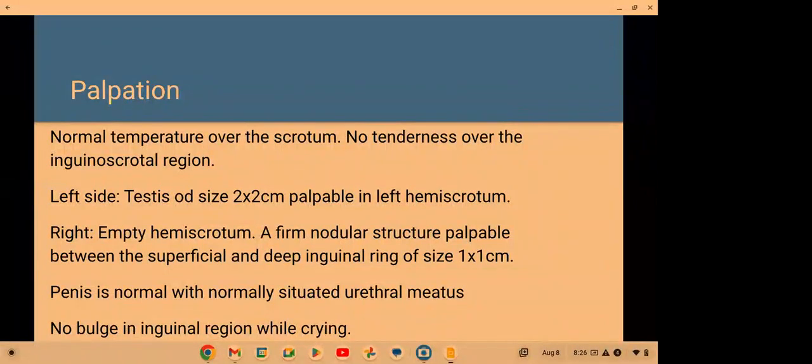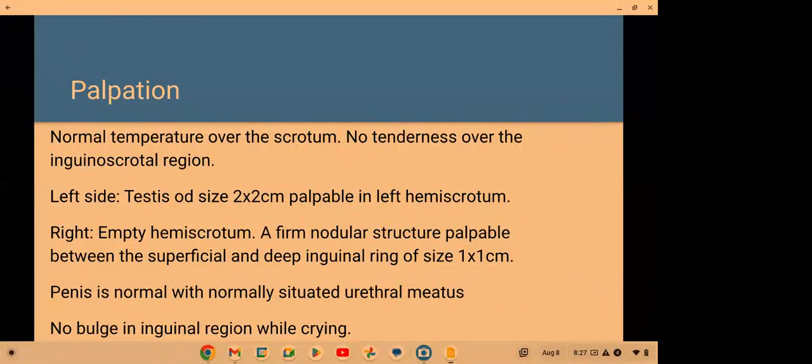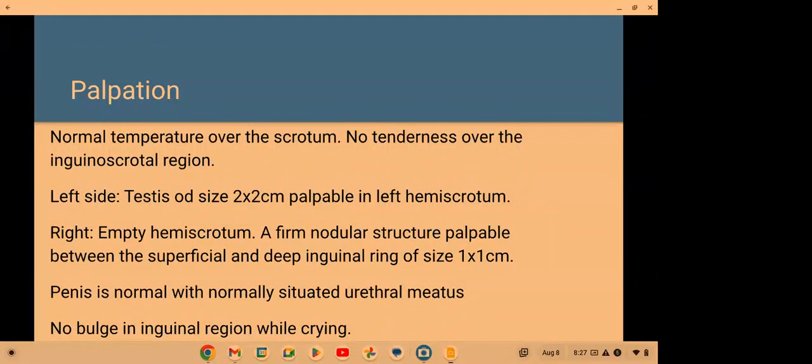You have mentioned in your physical findings that the penis is normal with a normally situated urethral meatus. Usually in a 1-year-old child, the prepuce is physiologically adherent. So instead of mentioning it as normal, you should mention that the penis is normal in appearance with a physiologically adherent prepuce. By retracting it gently, the urethral meatus can be seen. Okay.